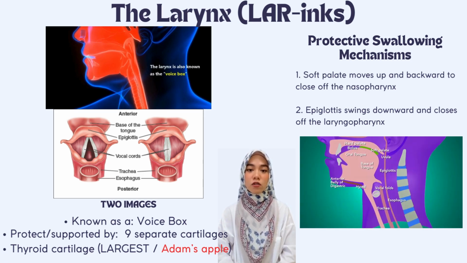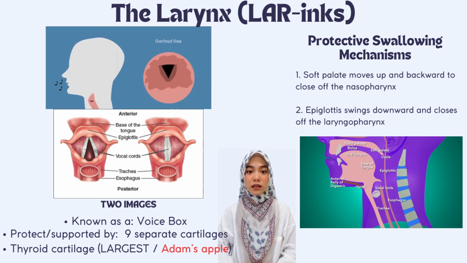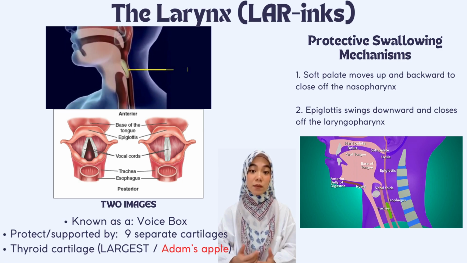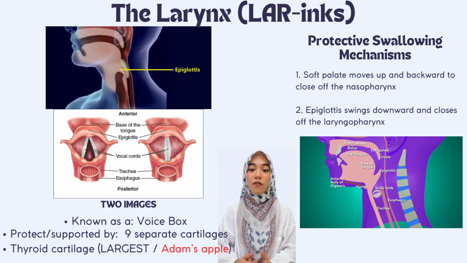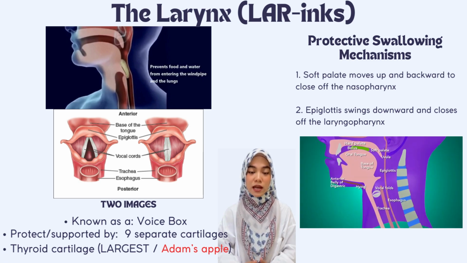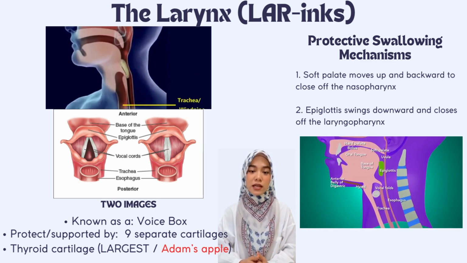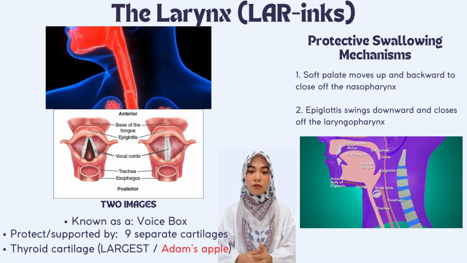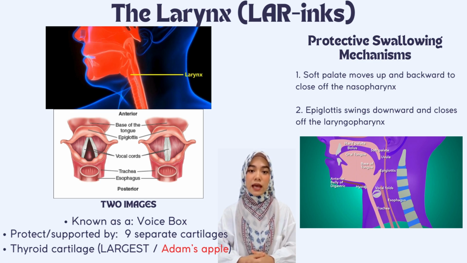Two images show the view of the larynx and vocal cords from above. The larynx, also known as the voice box, is a triangular chamber located between the pharynx and the trachea. The larynx is protected and supported by a series of nine separate cartilages. The thyroid cartilage is the largest, and when enlarged, each projects from the front of the throat and is commonly known as the Adam's apple.